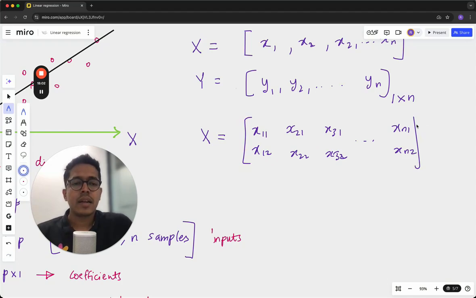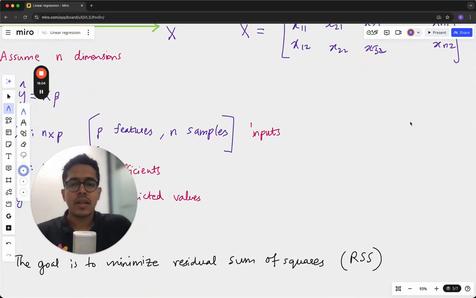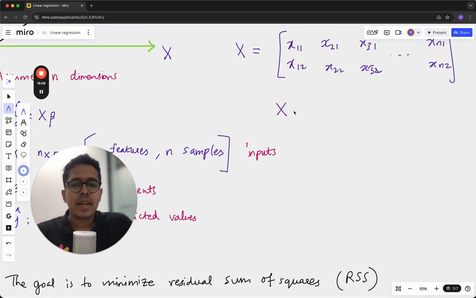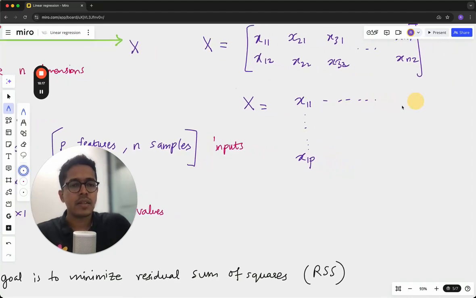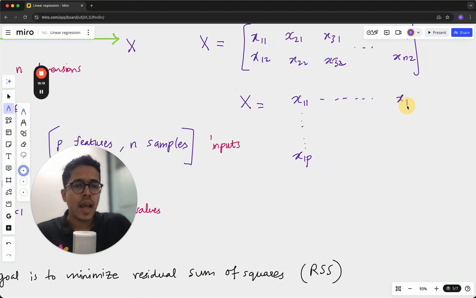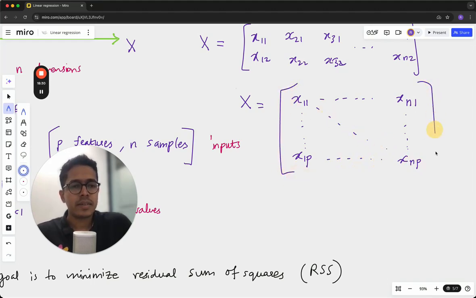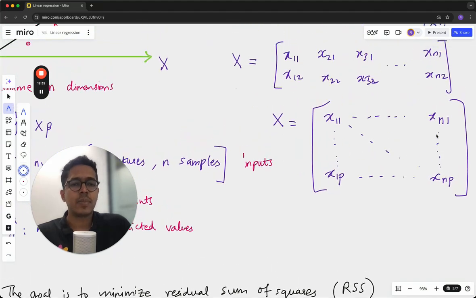And in general, if there are, let's say, p features, p dimensions, then we can say X equal to X11, etc. up to X1p, because it's the pth feature. And this will be Xn1, and then here it will be Xnp. So this will be a matrix that looks like this. So this is the general representation.